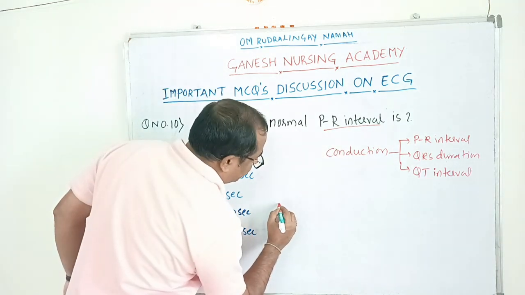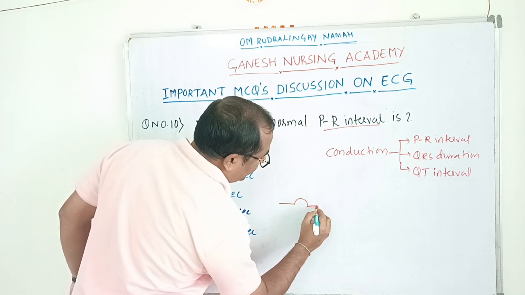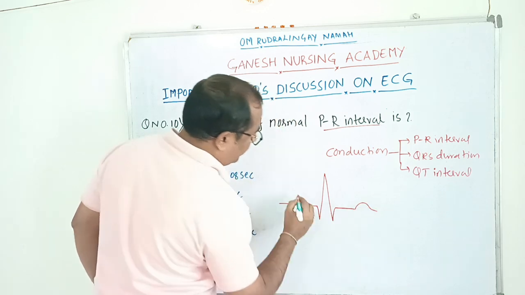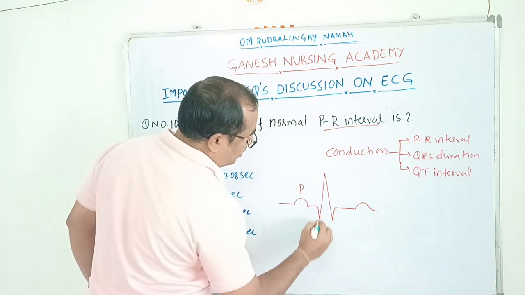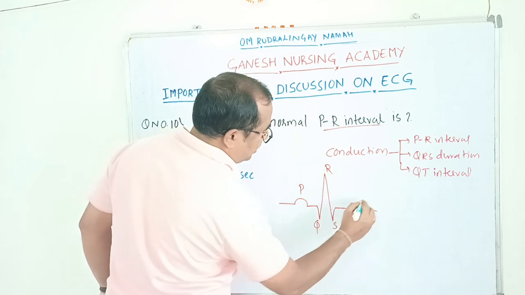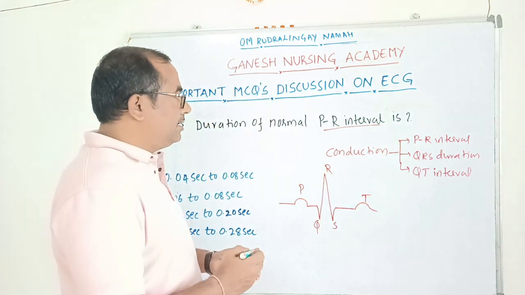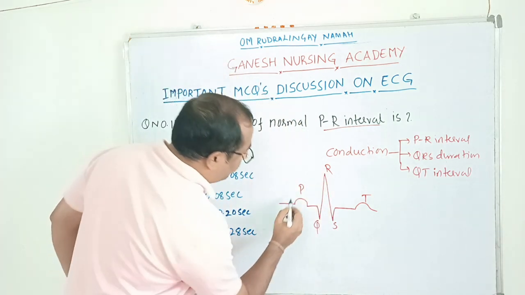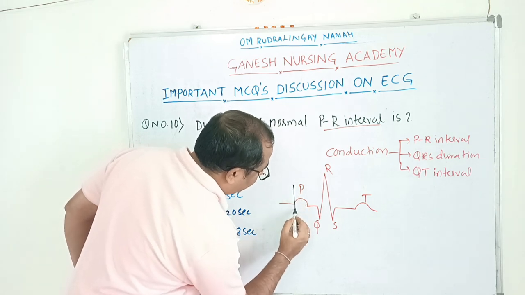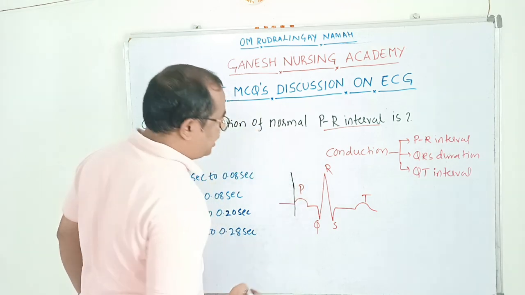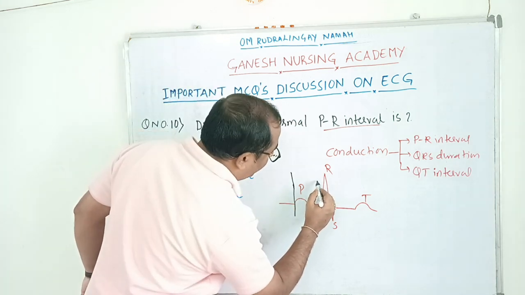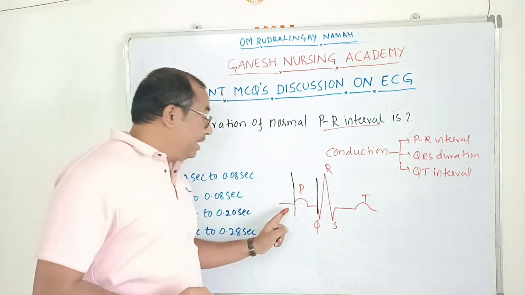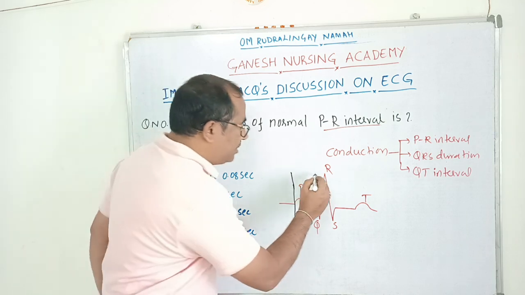Now how to assess this PR interval? Take an example. This is a P wave, this is a QRS complex and this is a T wave. So P, Q, R, S, T. When we want to assess the PR interval, first we have to mark the point where the P wave begins. Then we have to mark the point where the Q wave begins, that is the QRS complex. So we have to mark the beginning of P wave to the beginning of Q wave.